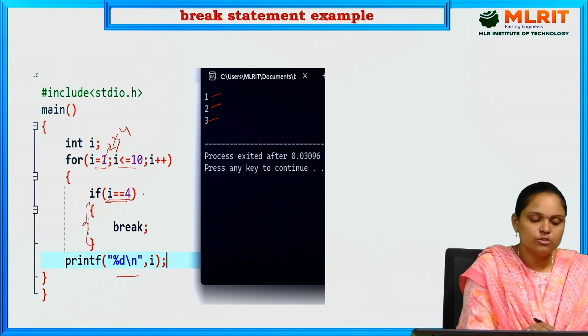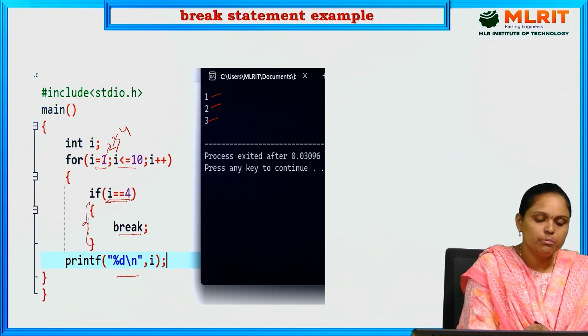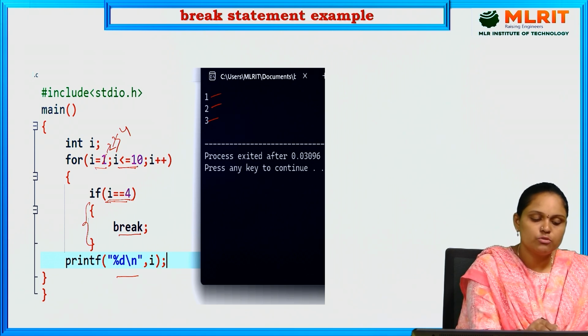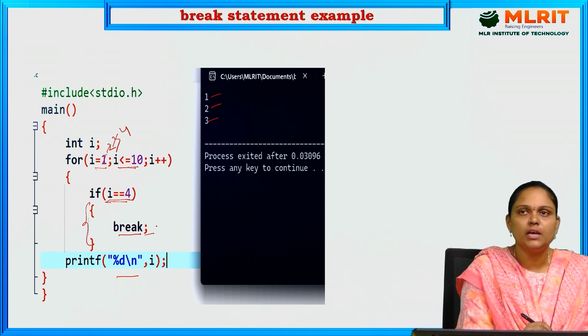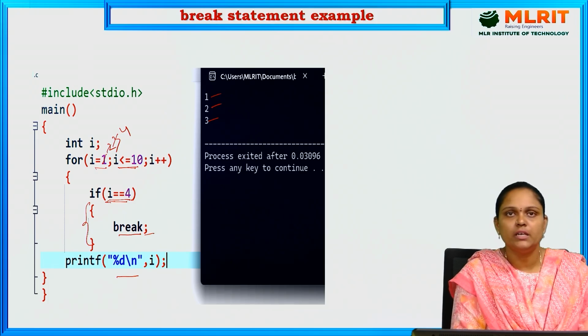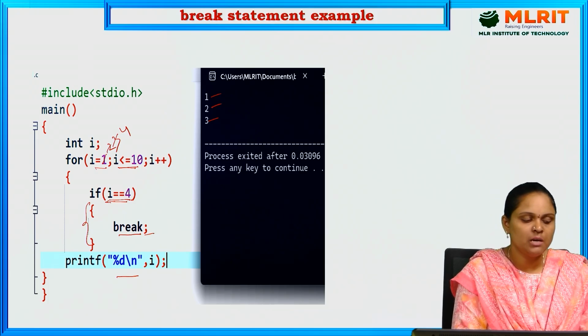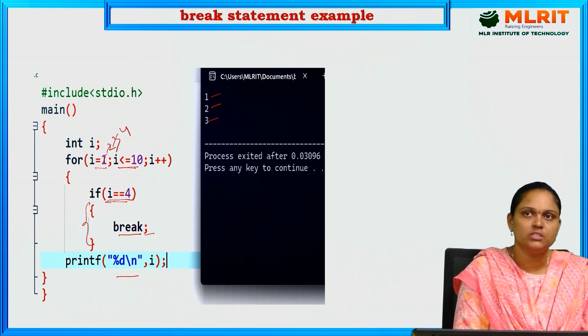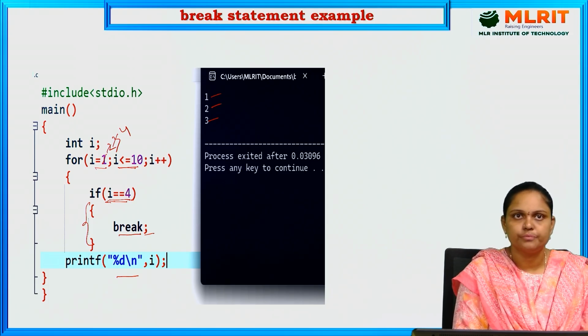Since the condition is true, it enters into the if, and here we have the break. By using this break, we are coming out of that loop. So by using this break, we can come out of this loop. This break statement we have seen in finding whether a number is prime or not. In that program we have already seen this break statement. So break is nothing but coming out of the loop.